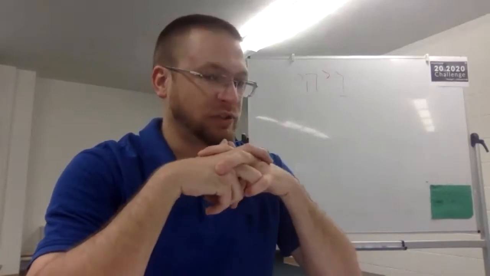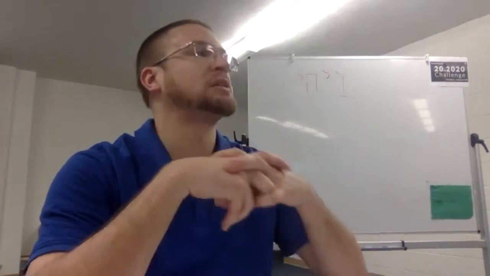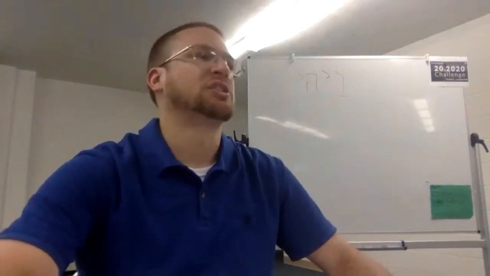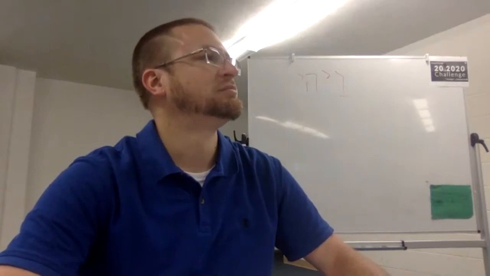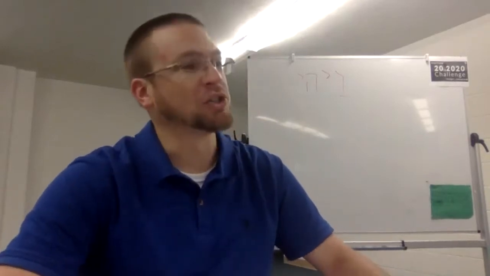So we have a dividing line after the gimel. We have a dividing line after the first bet. And then where's our next dividing line? After the tav. Yep. And you don't even have to draw the line there. You can just leave it blank.